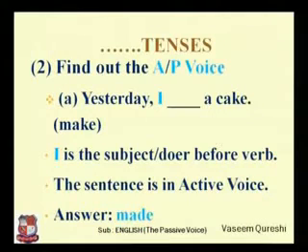Here there is one sentence. Yesterday I blank a cake. Into brackets, the verb make is given. Now I is the subject or the doer, and that comes before the verb. So when the subject comes before the verb, it is in active voice mode. So the sentence is in active voice, and as yesterday indicates that it is a keyword for simple past tense, the answer would be made. So you can give the answer. Yesterday I made a cake.